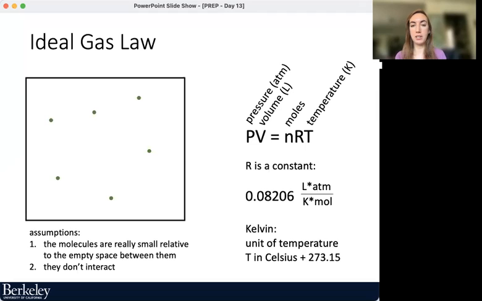Does anyone have any questions on how to use the ideal gas law? Okay.